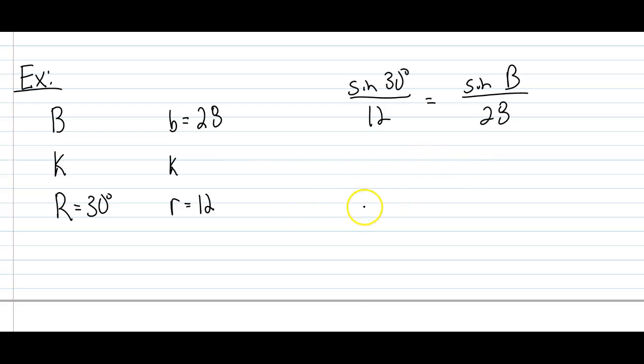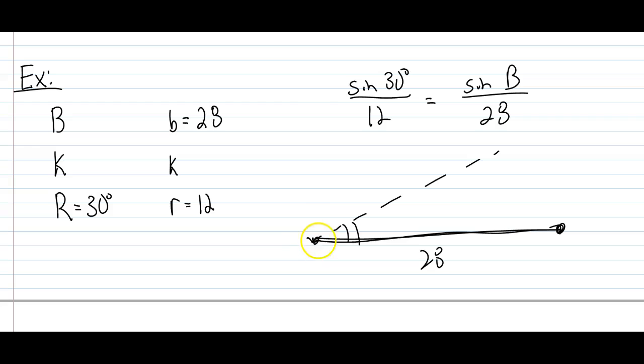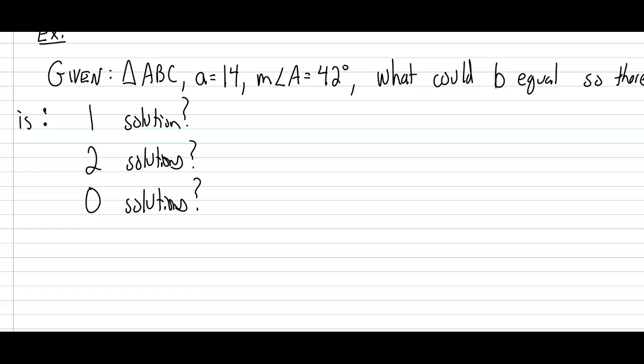If you tried to draw the triangle with this scenario, it just wouldn't work. Angle R is 30 degrees. The length of B is equal to 28, so a big value. We have those two vertices, and the length of little r is only 12. So compare this little length of 12 to that length of 28. It doesn't make it back up to that side, so this one is going to have no solution.